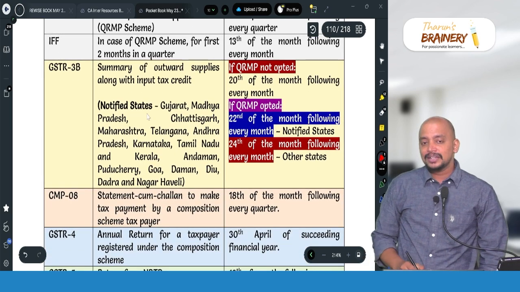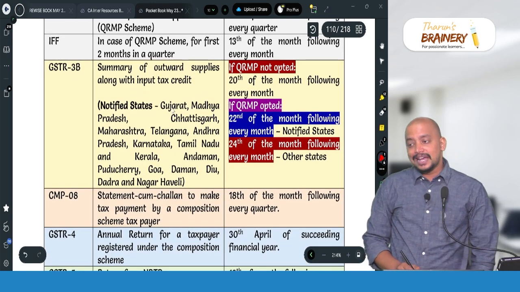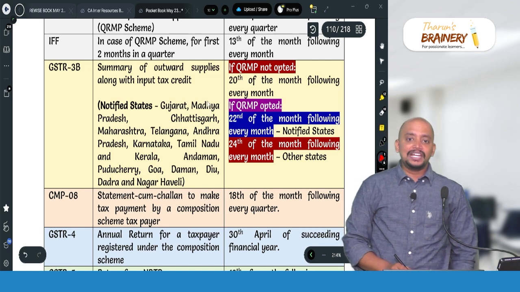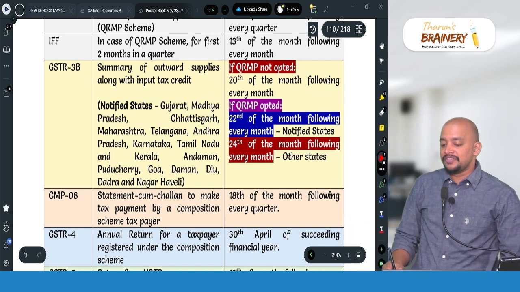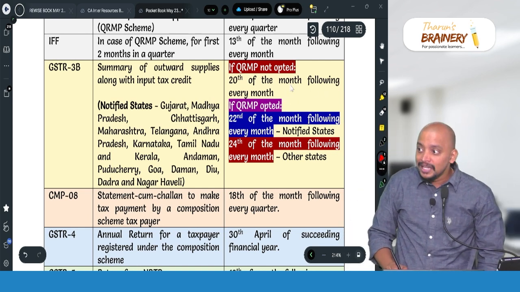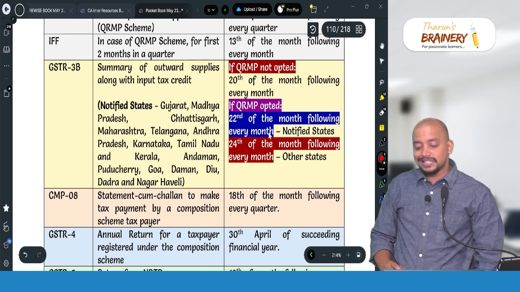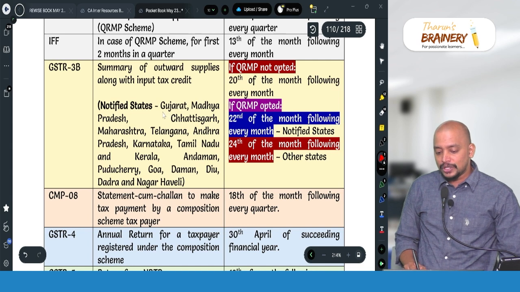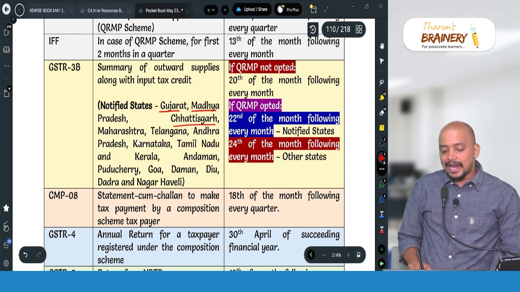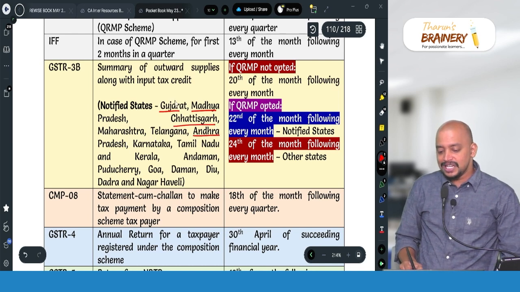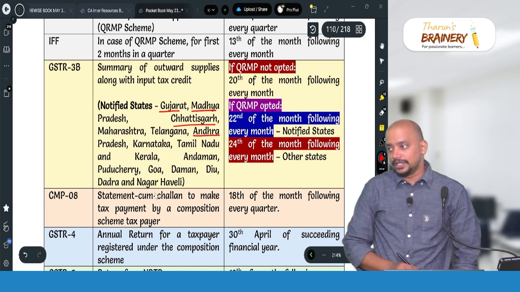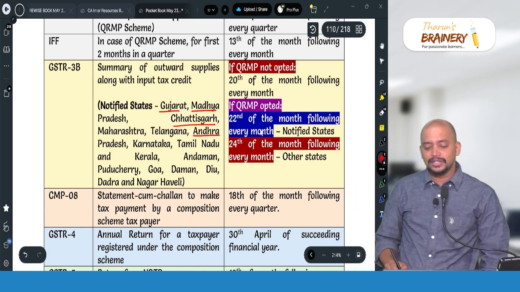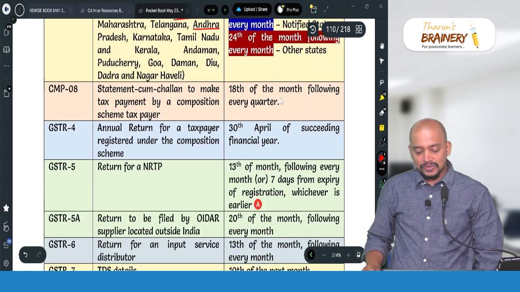GSTR 3B is a summary return, and that summary return is to be filed by 20th of the month following every month if QRMP not opted. If QRMP opted, 22nd or 24th. What are the notified states? I told you now to remember: Gujarat, Madhya Pradesh, Chhattisgarh and Andhra Pradesh, GMCA and states below that. GMCA and states below that 22nd, other states it is 24th.